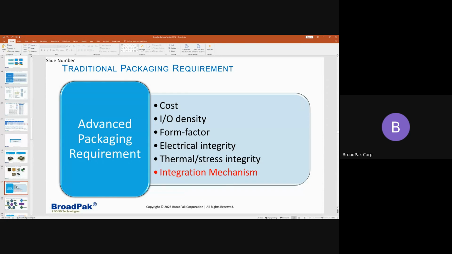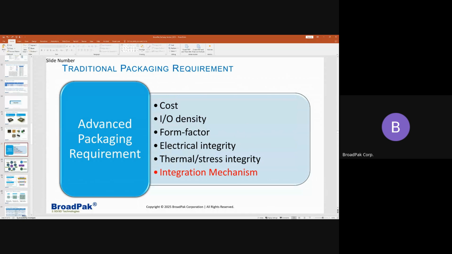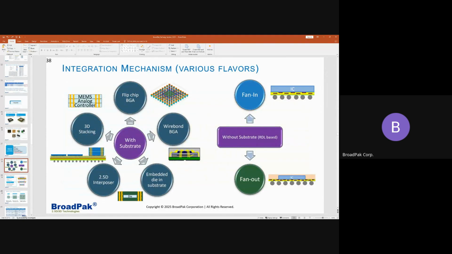So in order to select the right type of package, we're going to have to look into the requirements. First and foremost is going to be the cost. We're going to have to look at the IO density, the form factor, the electrical or the so-called signal and power integrity requirement, the thermal stresses and integrity, and the integration mechanism, how we're going to integrate those. Now, let's talk about the integration mechanism.